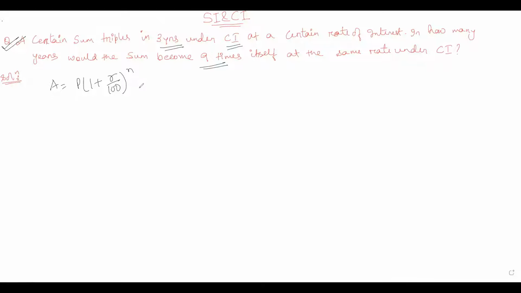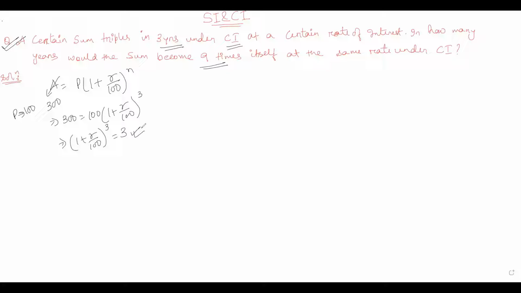The sum is getting tripled in 3 years. So if I take my principal to be 100, I can say that the amount would be 300 in these 3 years. So I can use this formula: 300 equals 100 times (1 plus R by 100) to the power 3. So this is simply (1 plus R by 100) to the power 3 equals 3. This is one equation that we have got here.